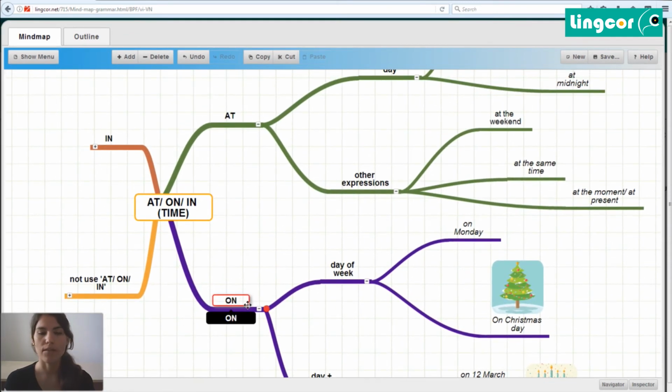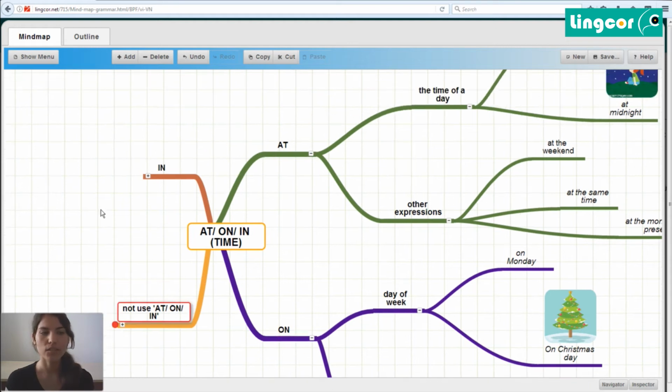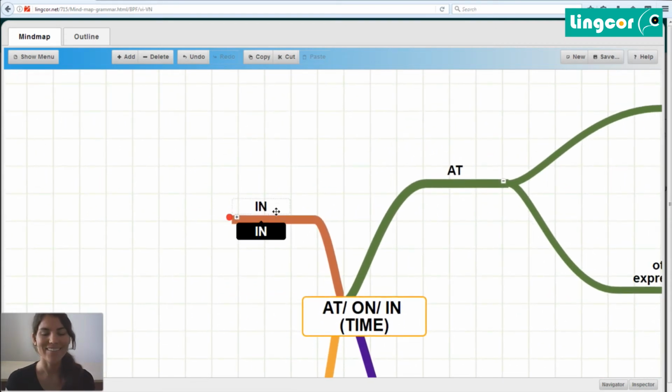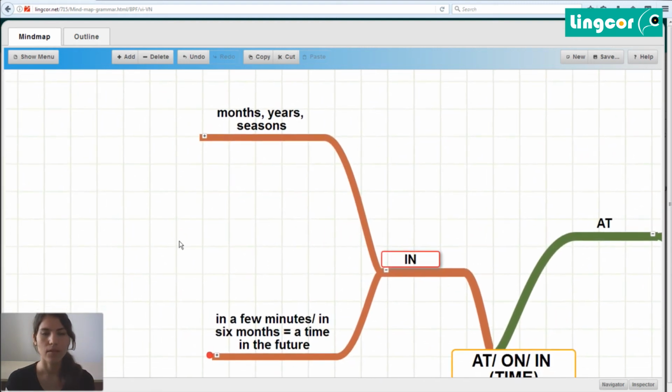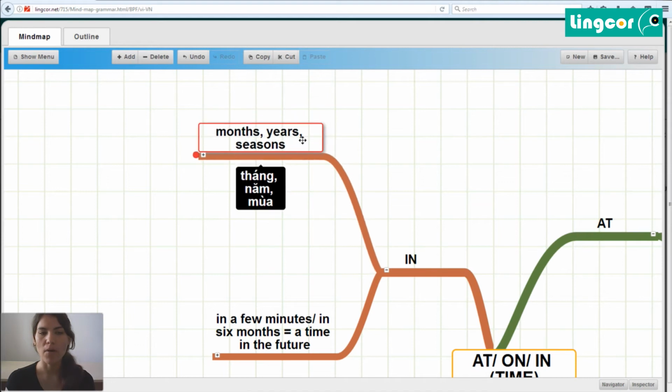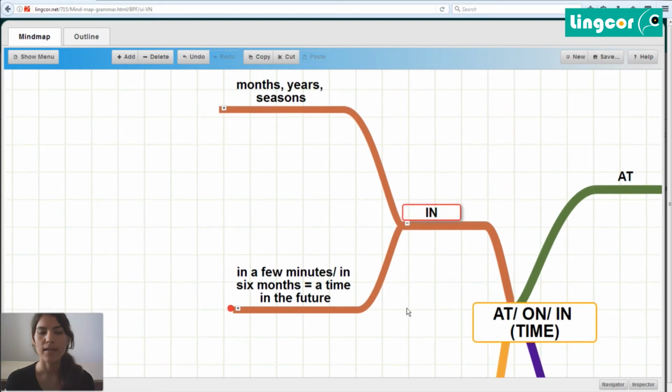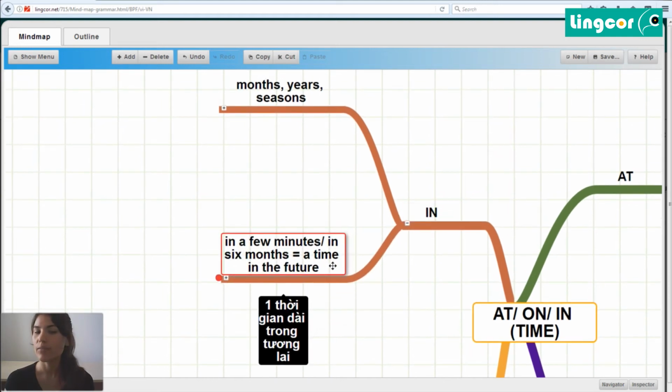Okay, so that's on that we just talked about. We also talked about at. So let's go over to talk about in. We use in when talking about months, years, and seasons. We can also use in to say in a few minutes, in 6 months, which is the same as a time in the future.